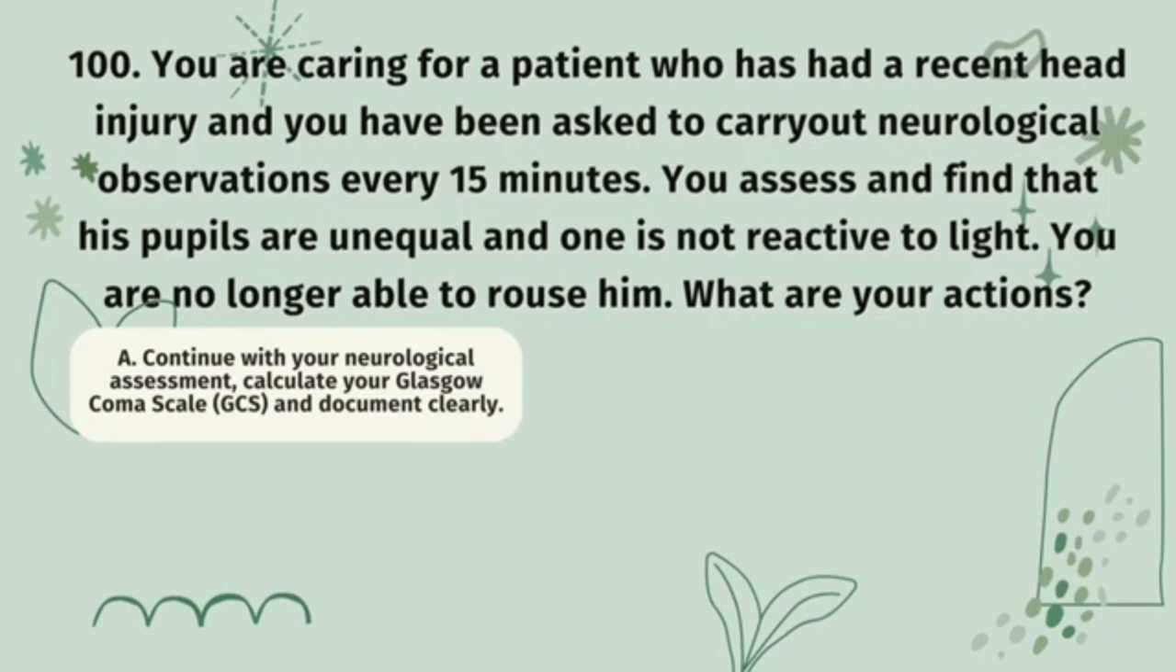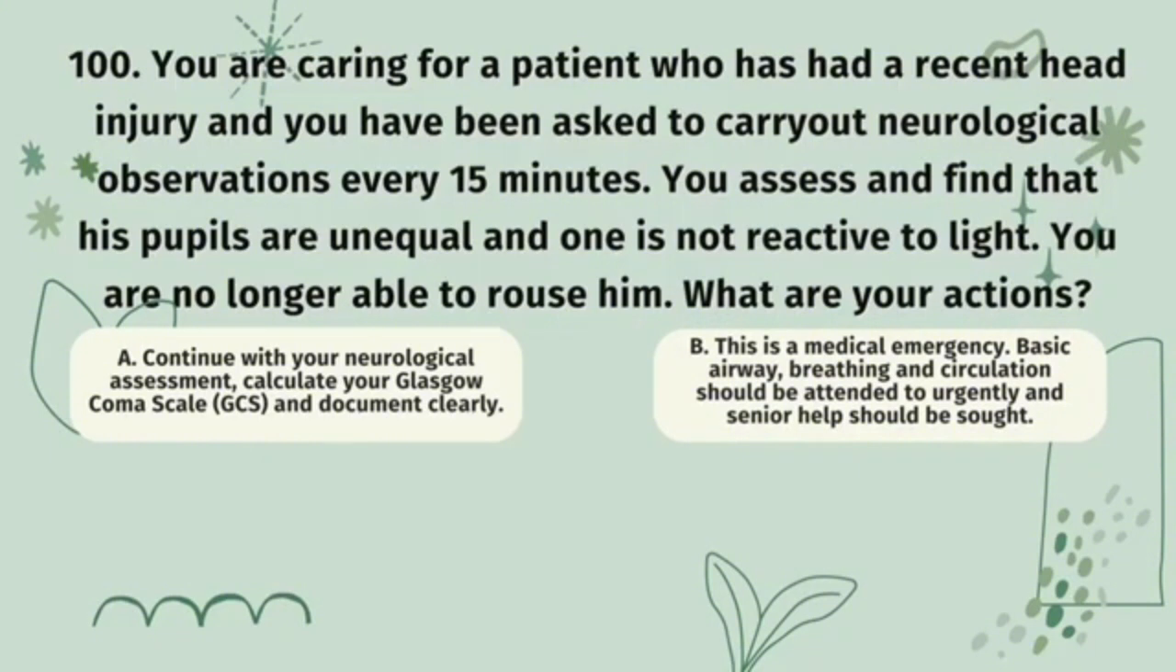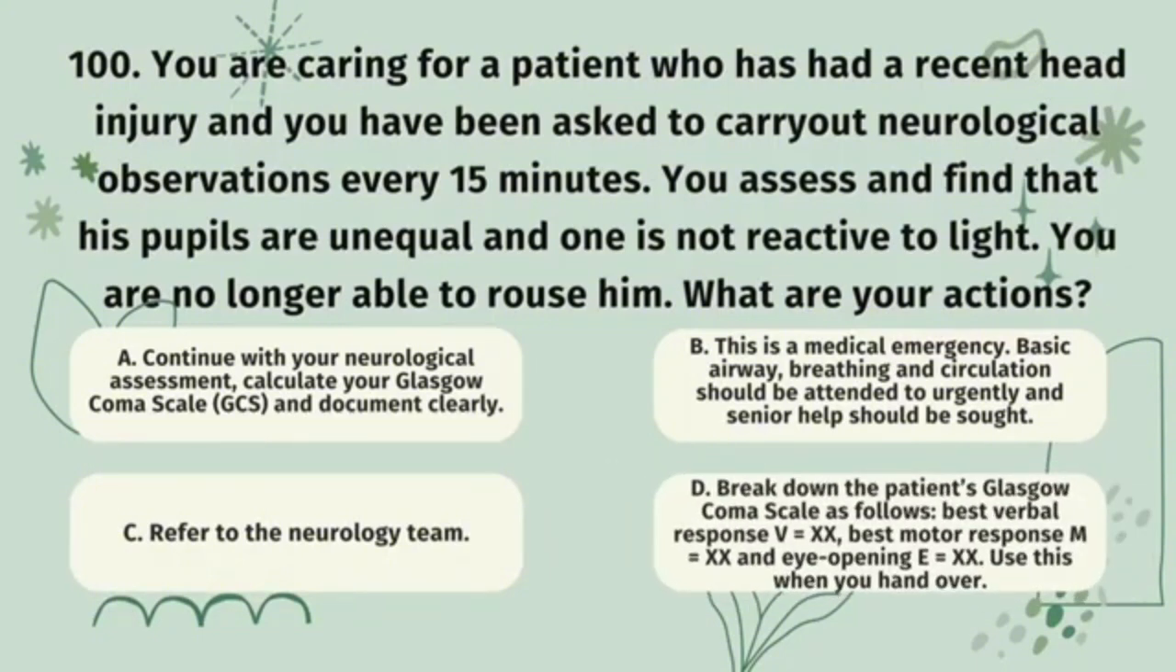Calculate your Glasgow Coma Scale (GCS) and document clearly. Option B, this is a medical emergency. Basic airway, breathing and circulation should be attended to urgently, and senior help should be sought. Option C, refer to the neurology team. Option D, break down the patient's Glasgow Coma Scale as follows. Best verbal response V equals 20. Best motor response M equals 20, and eye opening E equals XX. Use this when you hand over.